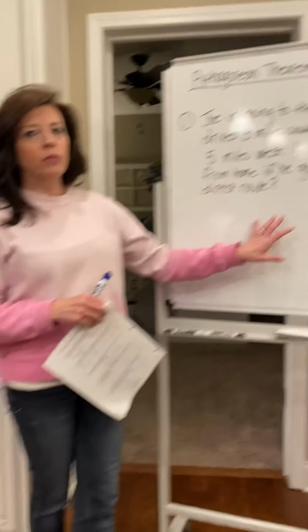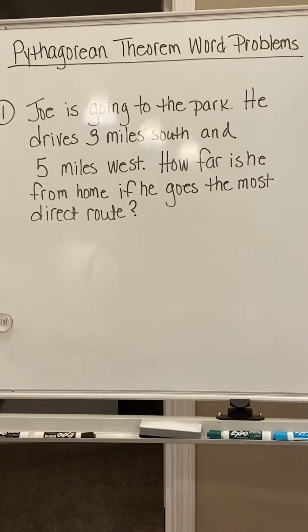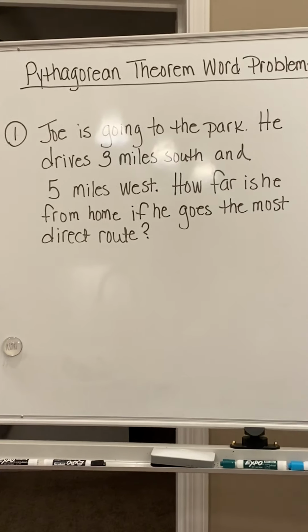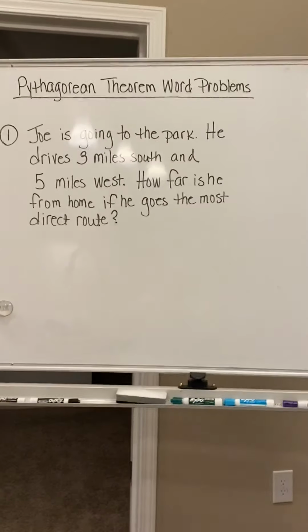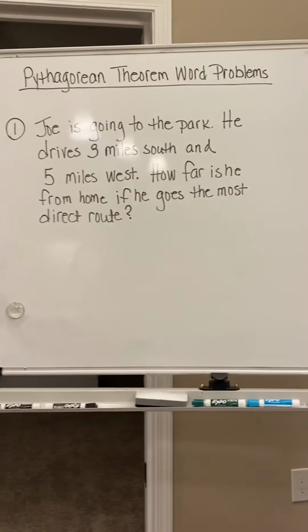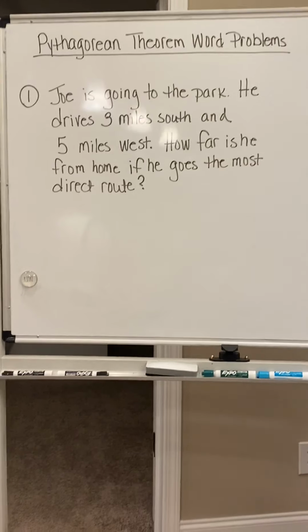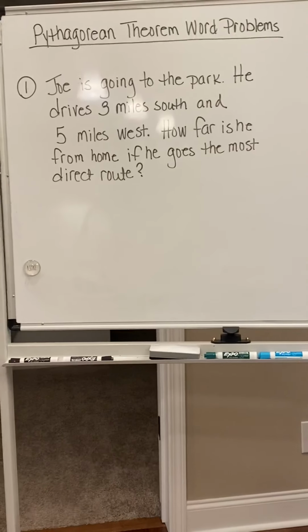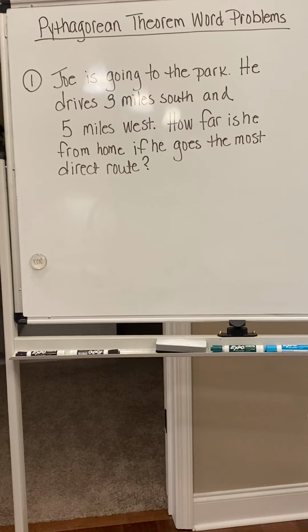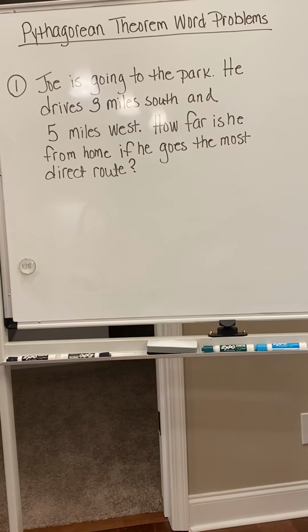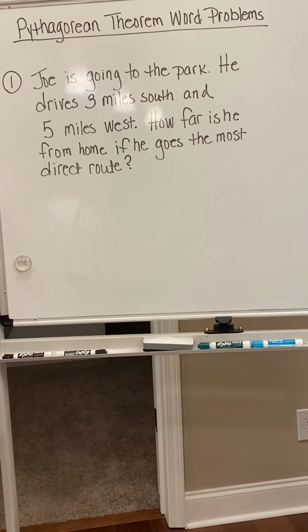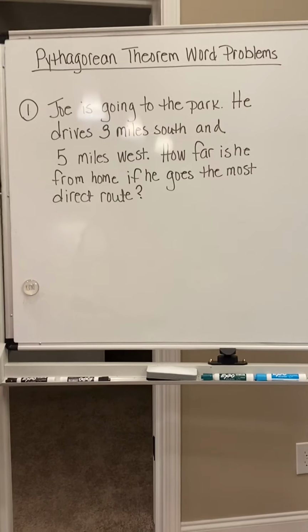So if we can take a look at this, your first example, and I will say there are copies of these notes posted on Canvas, so if you wanted to pull that up and go through those examples as I'm going through them on the board, that might be helpful. Number 1, Joe is going to the park. He drives 3 miles south and 5 miles west. How far is he from home if he goes the most direct route?